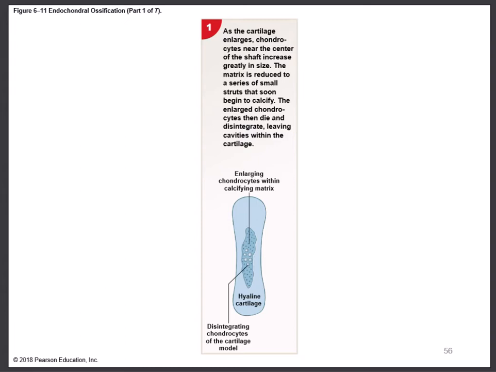So basically what's happening in the first step of this endochondral ossification is we have enlargement of the chondrocytes, which are the cartilage cells. They get bigger and bigger until they actually die and form these large cavities with little small struts of cartilage between these cavities, and those struts will eventually turn to bone. They'll actually calcify.